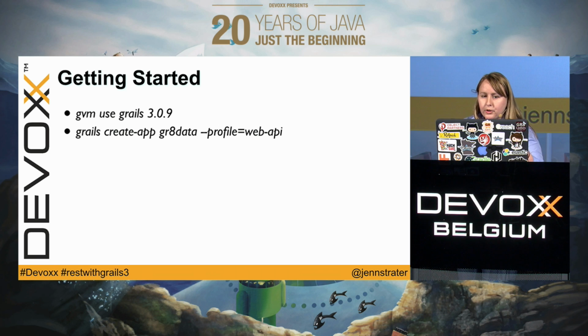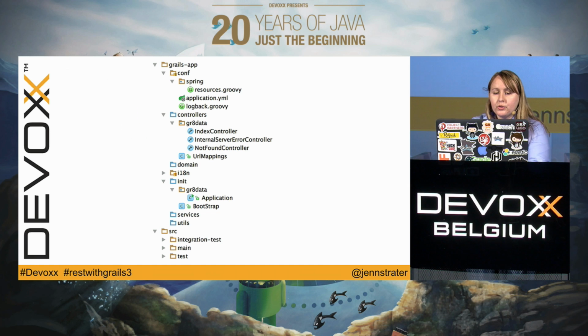I wanted to walk through how I created my test application. I used GVM to specify that I want to use version 3.0.9. And I created an app, and here's where that profile comes in. We use profile equals web API to specify that I want this particular template and not the entire Grails web application framework that we normally would get. If I create it, this is what it looks like. Hopefully you can see that.